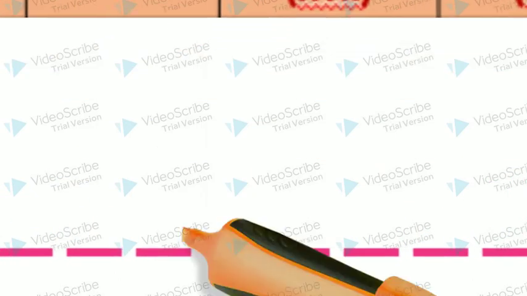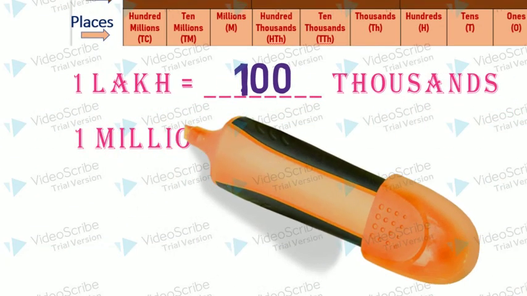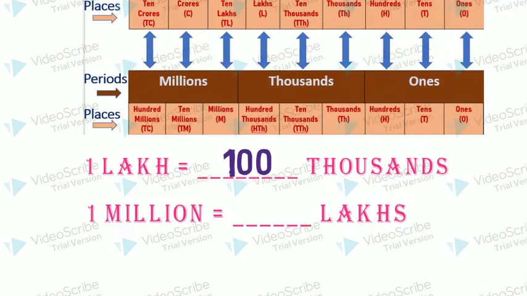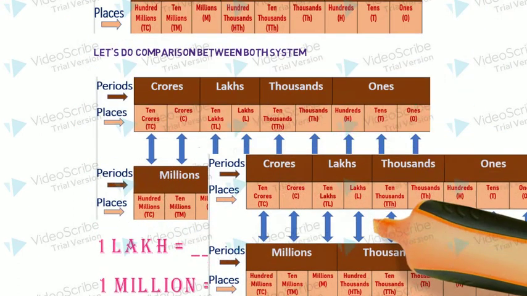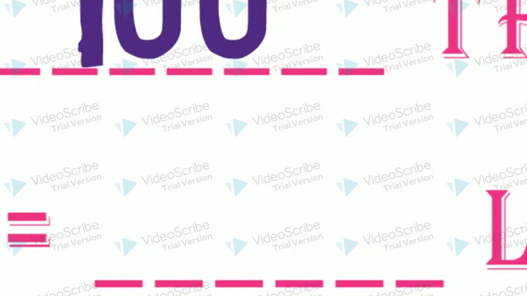Now let's see the next one, that is 1 million is equal to dash lakhs. Now let's observe where million is written. So in front of millions, in the international system, we can see millions written in the millions period. So in front of millions 10 lakh is written. That means the answer would be 10 lakhs.